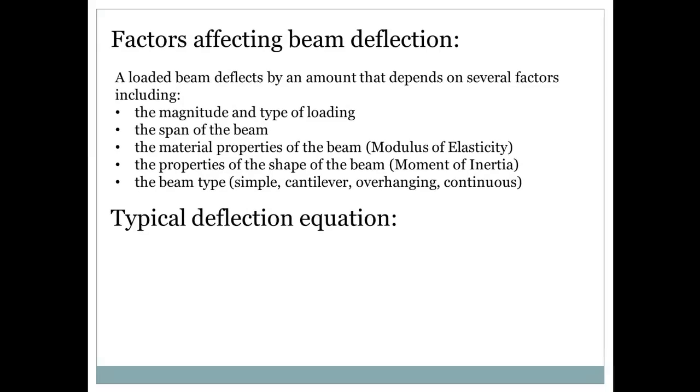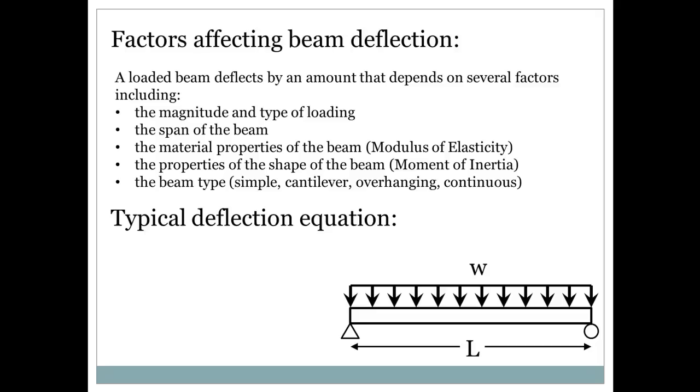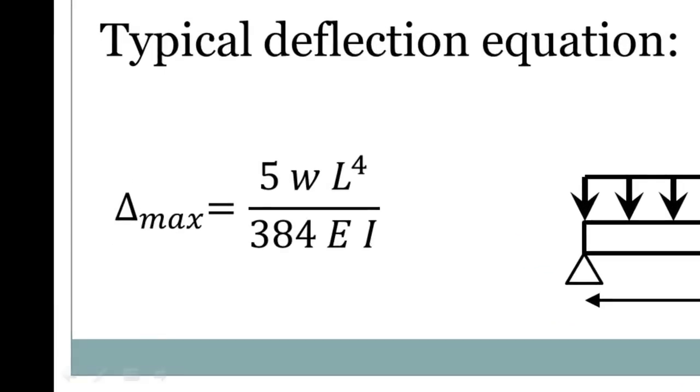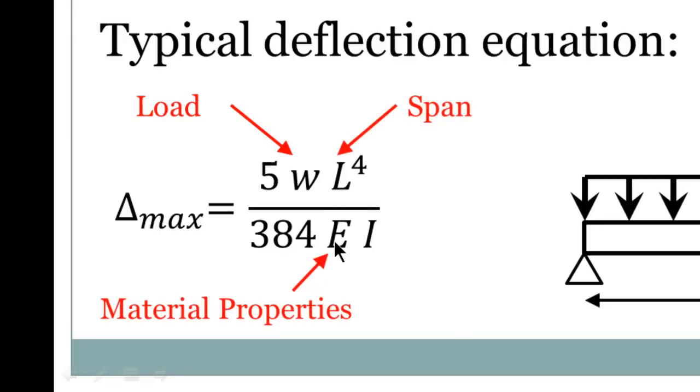So let's take a look at a typical deflection equation. Here is a simply supported beam with a uniform load W, and the delta max that takes place at the midspan is calculated from this equation. Okay, let's take a look at all the things that go inside this equation. First, we have the load W. Remember we said that the magnitude of delta depends on the load, as we mentioned above. Second is the span, that's the L. Material properties is the E, or the modulus of elasticity. And finally the shape properties, which is the moment of inertia, or the I.